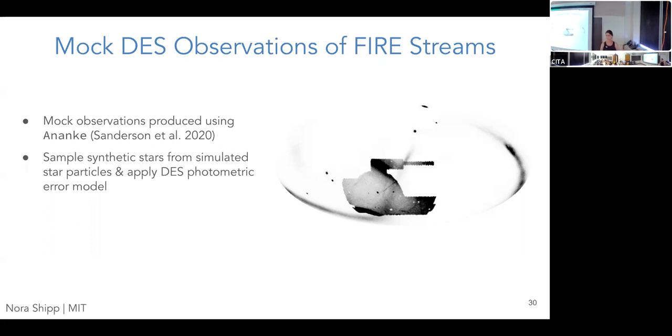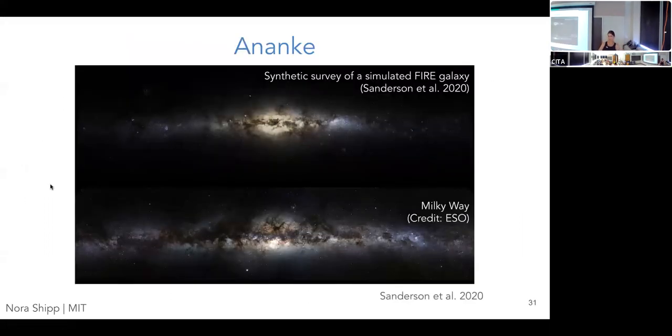So in order to create these mock observations, we use Ananke. This is a code written by Robin Sanderson, which was initially used to create a mock Gaia catalog of the FIRE simulation. So here, the top is Robin's synthetic observations of one of these Latte halos. At the bottom is the real Milky Way. So we've adapted this code to work with the DES photometry instead. And so essentially the way it works is you take the star particles from the simulation, which have ages and metallicities, and then you sample those into a population of star particles, using an isochrone with that age and metallicity. And then we use a spatial and velocity kernel to spread them out in physical space.